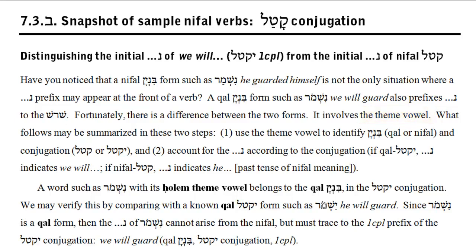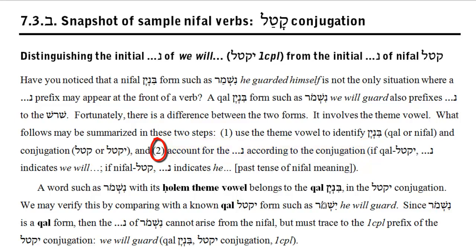What follows may be summarized in these 2 steps. First, we'll learn to use the theme vowel to identify the correct binyan, whether kal or nifal, and the correct conjugation, whether katal or yiktol. Next, we'll account for the prefix nun according to the proper conjugation.